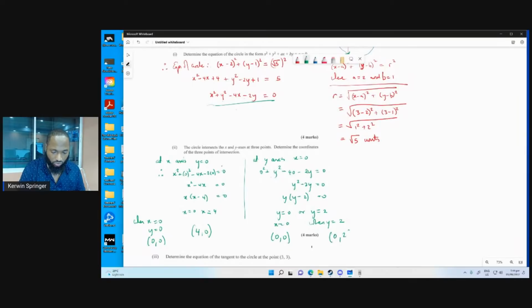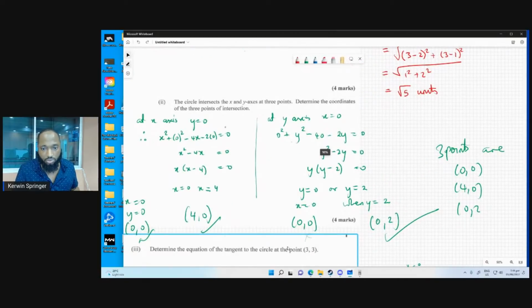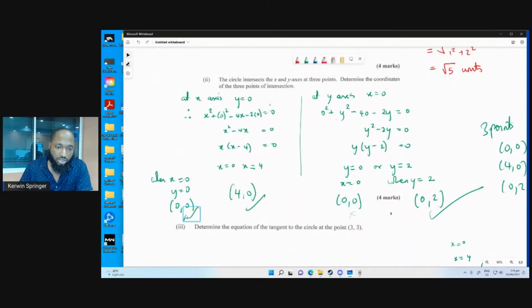And 0, 2. So 1, 2, already repeated, 3 points. So the 3 points are 0, 0, 4, 0, and 0, 2. What I was doing was, I got the point, and then for some reason I went and substituted it back again. But I already know y is 0, so I don't know why I substituted back again. Circling. But yes, this is the correct answer here: 0, 0, 4, 0, and 0, 2 are the points.